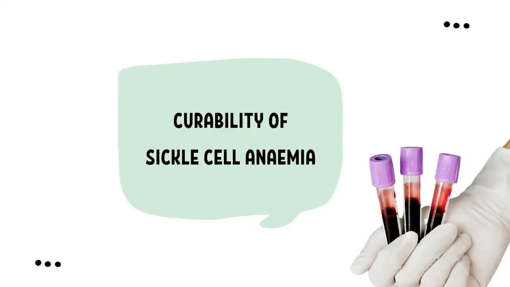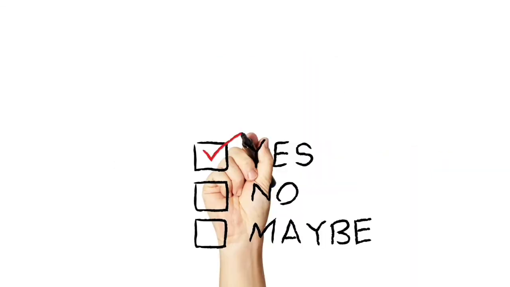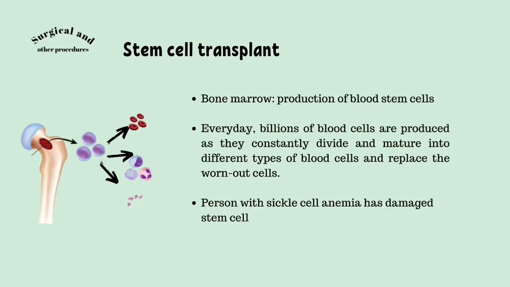Consequently, this raises the question of the curability of sickle cell anemia. Yes, sickle cell anemia is curable. To start off, this involves bone marrow, the site of blood stem cell production. Every day, billions of blood cells are produced as they constantly divide and mature into different types of blood cells and replace the worn-out cells. In this case, a person with sickle cell anemia has damaged stem cells.